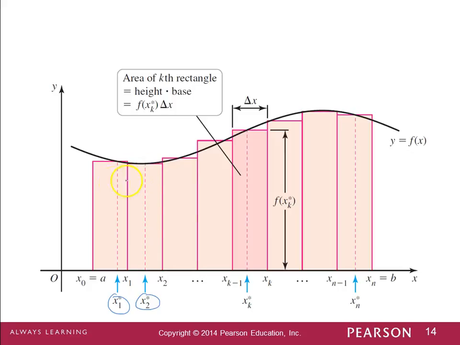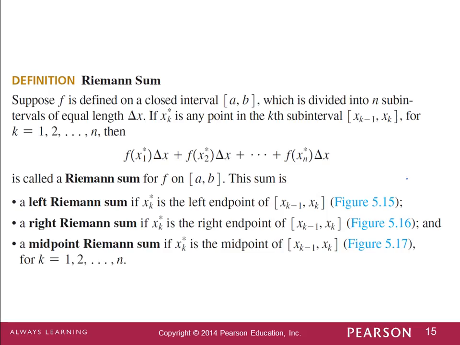Basically, the area of this rectangle is going to be f evaluated at some value in between our subinterval times delta x. And if we add all of those rectangles together, that gives us an approximation for the area under the curve. In order to do this, we do what's called Riemann sums.